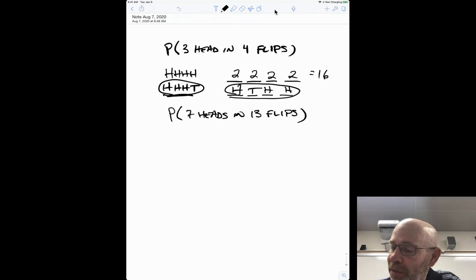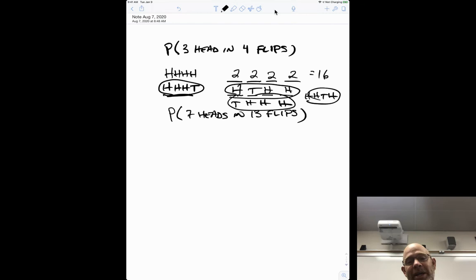And then we could just move that tail, right? I did this a little bit out of order, but we got the tail in the last spot. We got the tail in the second spot. The tail could go in the first spot. Or the tail could go in the third spot, right? Heads, heads, tails. So there's only 4 ways for this to happen. Not too hard to count those, but when it gets a little bit trickier, it's just too much work.